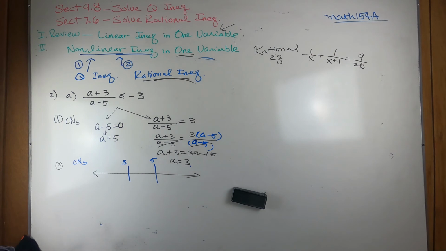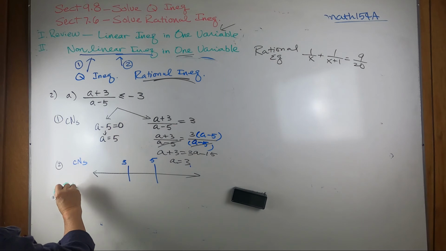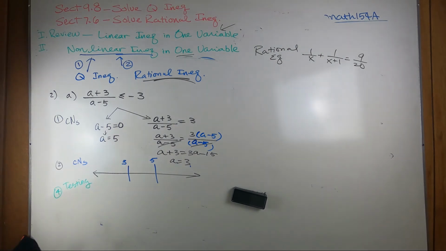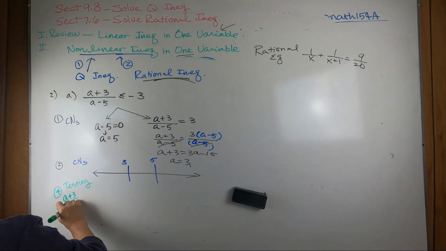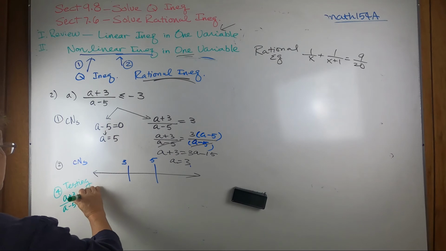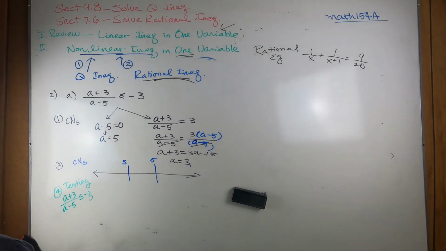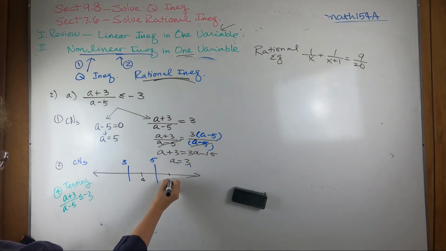Okay, then the next step is testing, testing for different regions. You need to use the original inequality to check, to make sure. All right, so what do we have? If I have 3 and 5 here, I probably use 4 here, use 6 here, use 2 here.